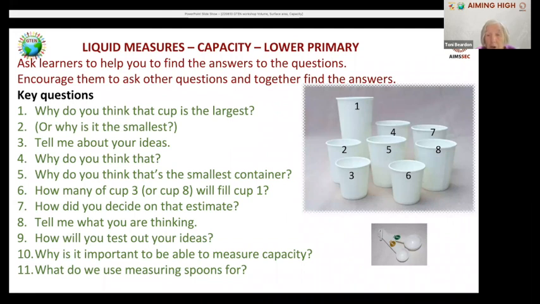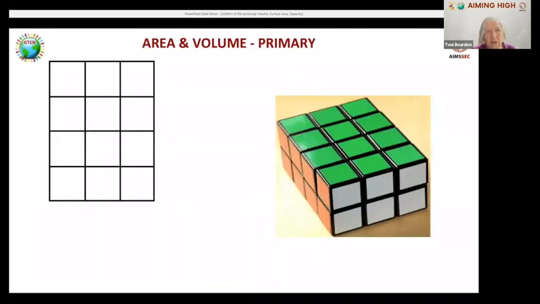Why is it important to be able to measure capacity? Now here we come to talking about real life. You buy petrol in liters. You give medicine in small spoonfuls, which are measured in milliliters. So some of these things could be talked about in class. It's not just learning it for the sake of learning it. There's a good reason to be learning it.